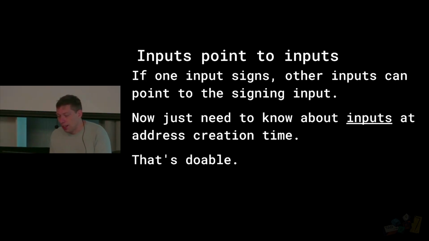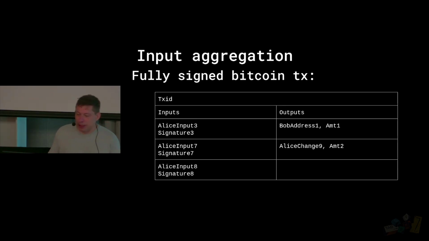Okay, so the basic idea is that inputs point to other inputs. The idea is if one input signs, all the other inputs can point to that input and say, that guy's signature. So now we just need to know about inputs instead of outputs at address creation time, which is doable, right? When you're creating an address, you may know other inputs that are going to be spent at the same time in the same transaction, right? So here's the basic idea.